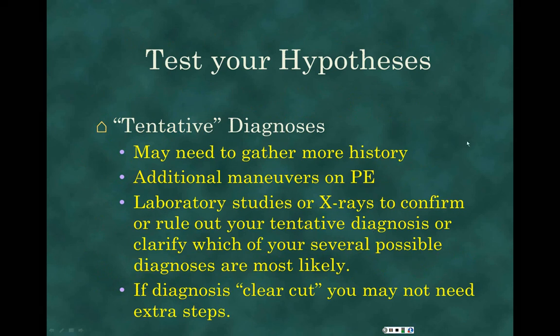Now you're going to test your hypothesis. You may look at tentative diagnosis. By coming up with a tentative diagnosis, you may decide that you need to gather more history. You may need to do some additional maneuvers on the exam. You may need to order some laboratory studies or x-rays to confirm or rule out your diagnosis, or to clarify which of your several possible diagnoses are the most likely.